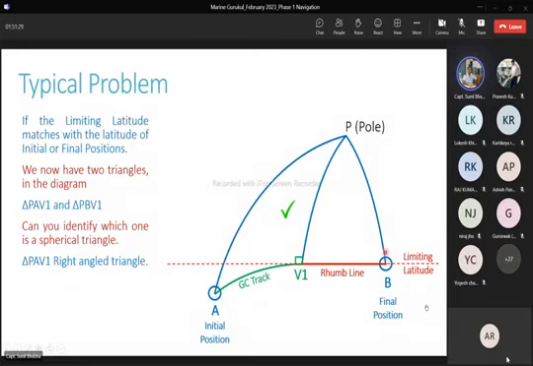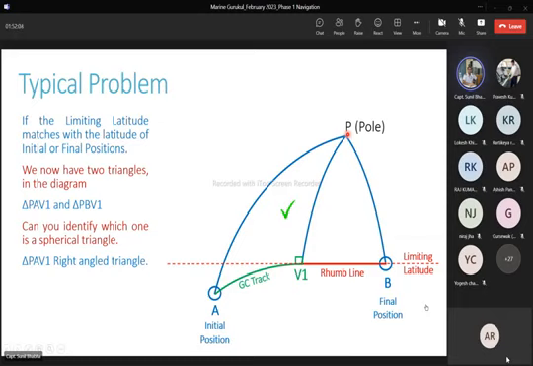The second triangle, PBV1, is not a spherical triangle because the side BV1 is not a great circle. It's a small circle. All parallels of latitude other than the equator are small circles. So the limiting latitude, which we have as side BV1, is a small circle. That tells us that this triangle is not a spherical triangle. So now we have identified the spherical triangle.